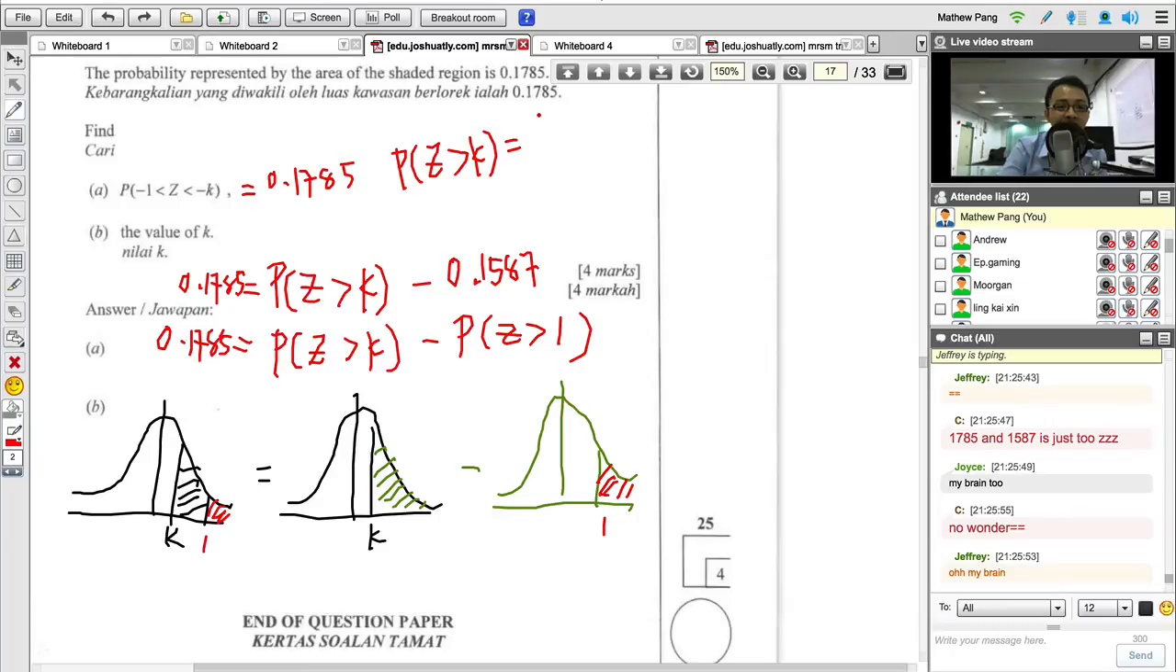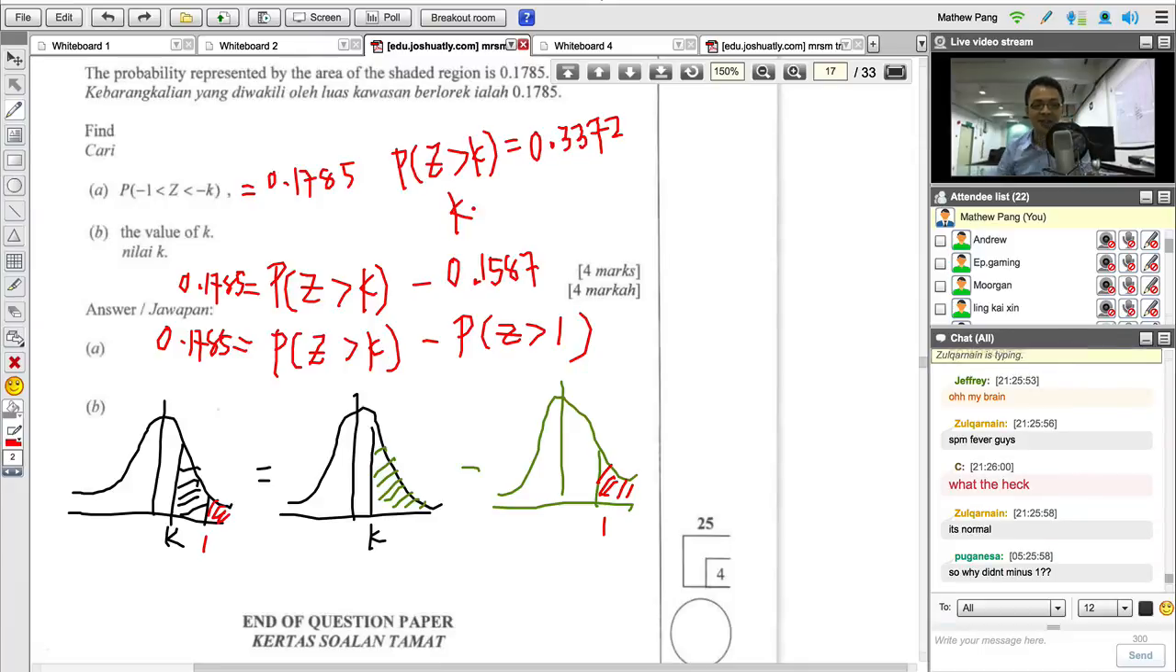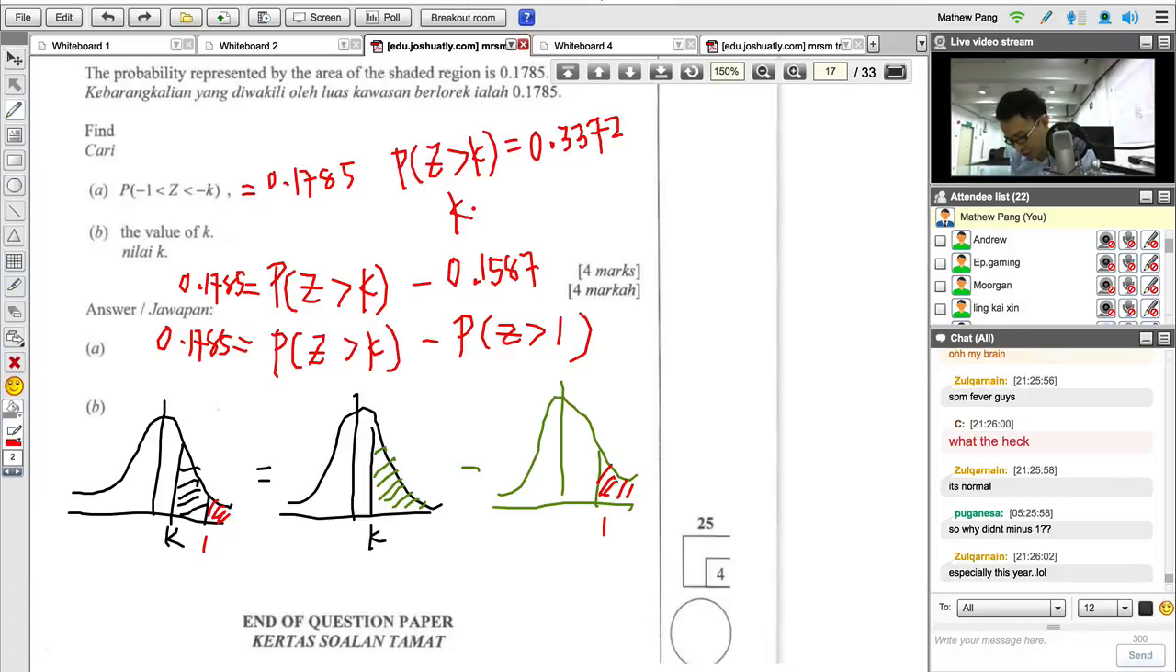You just find it in the z value table. You should be able to get that 0.3372 corresponds to 0.42. So k equals 0.42. Done.